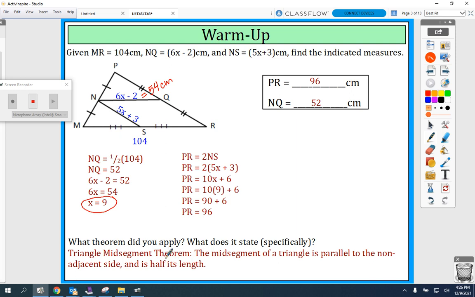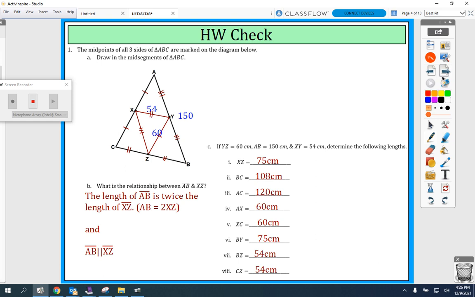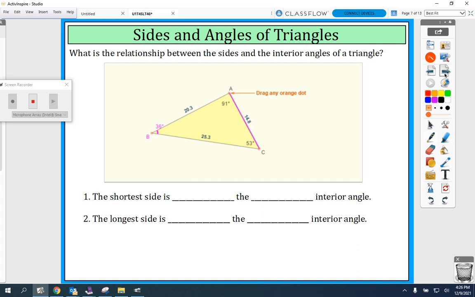Remember, yesterday we talked about the triangle midsegment theorem, which says that the midsegment of a triangle is parallel to the non-adjacent side and is also half its length. All right, so this is if you, oh, we're not there yet, we're not doing that.